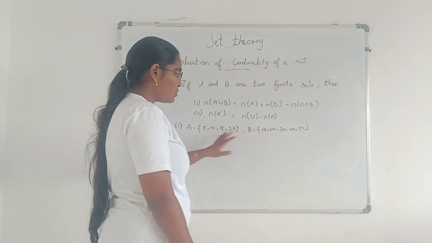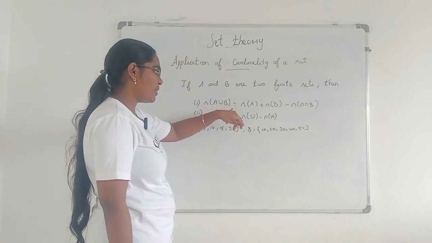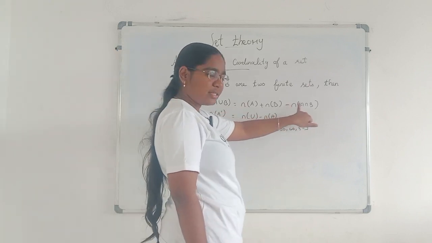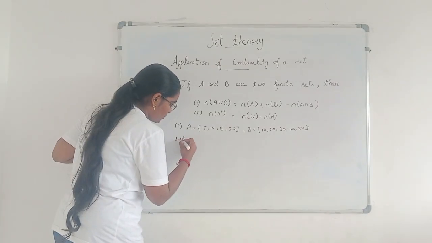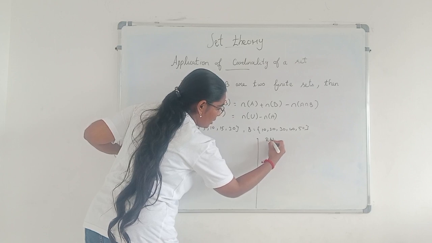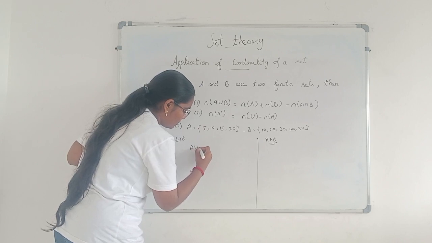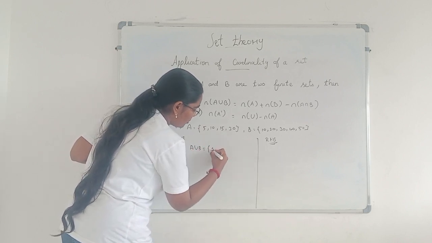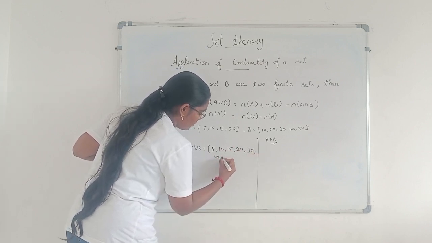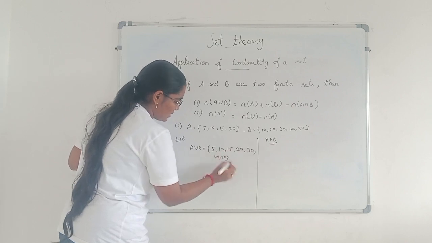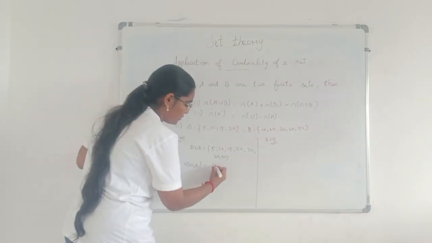Here in this problem, two sets are given and we have to verify this application of cardinality. That is n of A union B equal to n of A plus n of B minus n of A intersection B. So first take this left hand side. Next take this right hand side. So left hand side n of A union B. First find the A union B. A union B comprises of 5, 10, 15, 20, 30, 40, 50. 1, 2, 3, 4, 5, 6, 7. So n of A union B, that is the cardinality of A union B is 7.